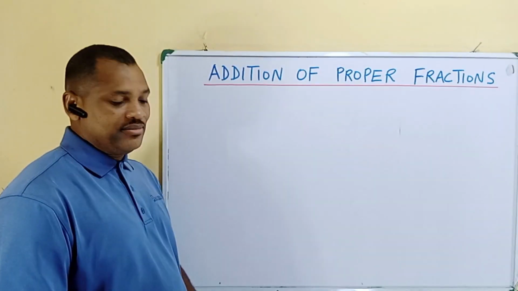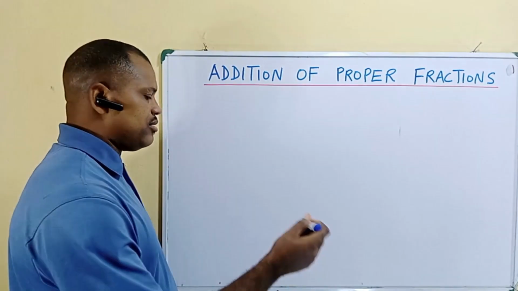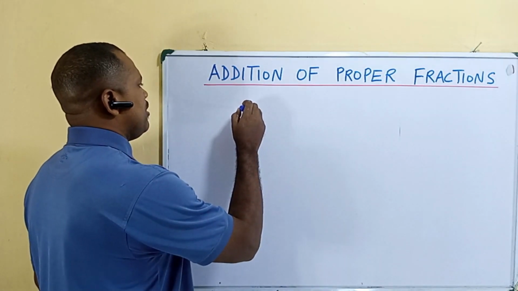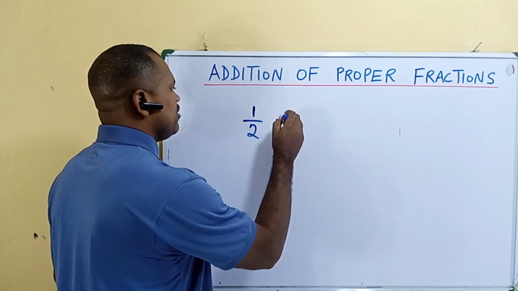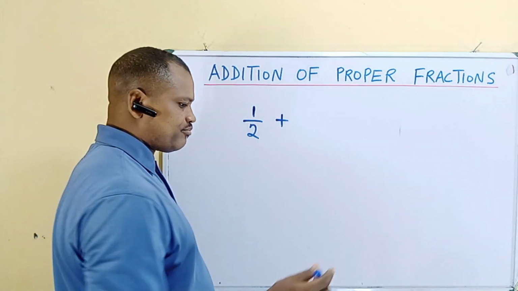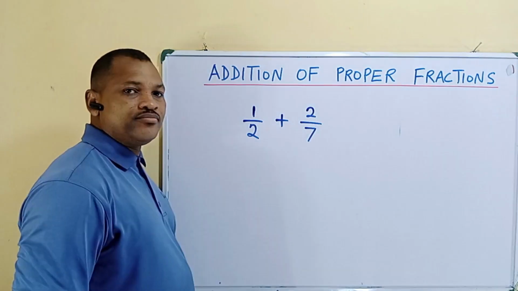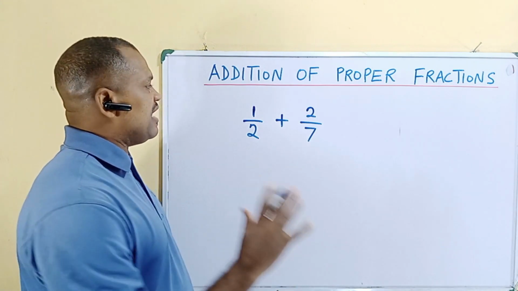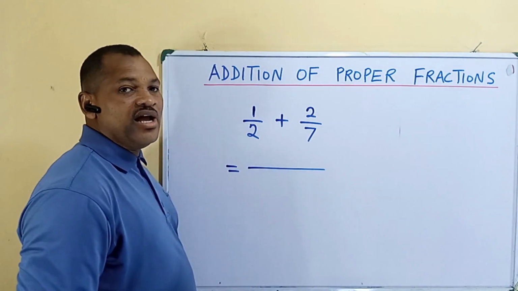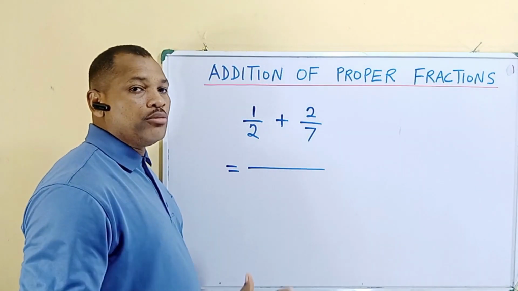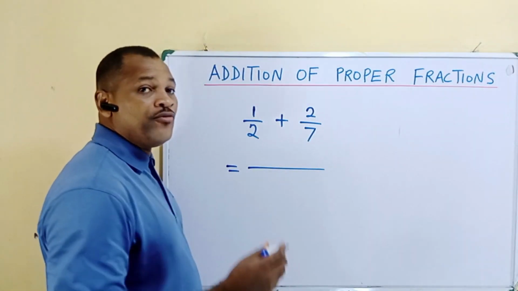Let's start with a simple one. They are all simple actually. So let's start with 1 over 2 plus, we are just adding, plus 2 over 7. The first step is to find the LCM, the lowest common multiple of 2 and 7, and that will give you 14.